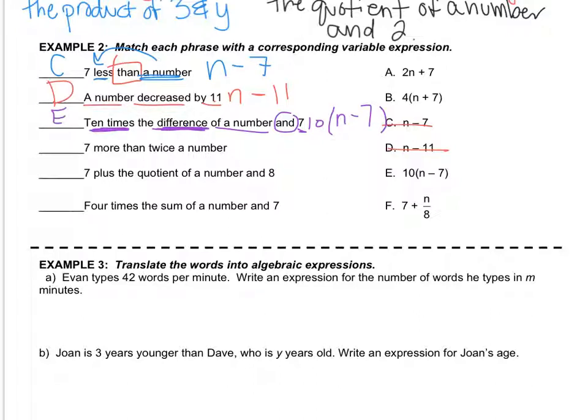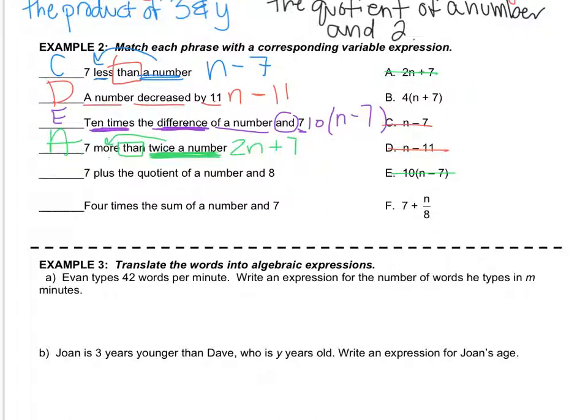On the next one, it says 7 more than twice a number. Than is a flip word, so read past it first. Twice a number. Twice means multiply by 2. So 2 times a number, you can just write 2n. Go back and get the rest. 7 more. More means to add. How much are we adding? 7. So that matches A. And cross off the ones we have. Now we're down to 2.